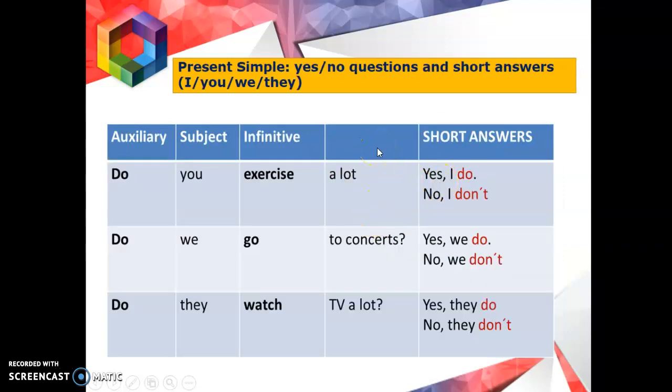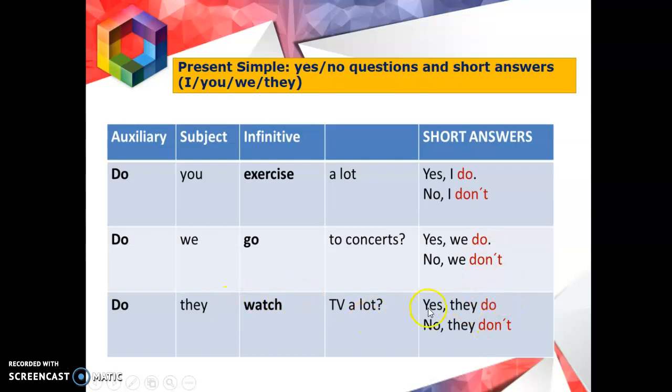And when it comes to yes or no questions with the short answers, we can have them as follows. When I ask in the present tense, do you exercise a lot? Then from there you can say, yes, I do, or no, I don't. Okay. Yo hago ejercicios bastante, sí, or no. Do we go to concerts? Yes, we do. No, we don't. Therefore, you can have either way of answering depending on what you do.